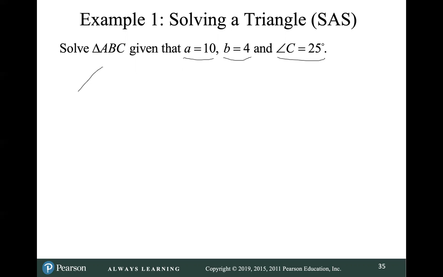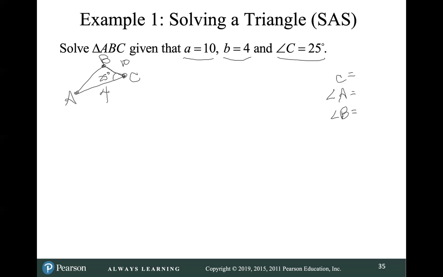So I'm going to go ahead and draw a generic triangle here. A, B, C. This is not going to be to scale. This is just going to give us some diagram that we can label. Side A is 10, side B is 4, angle C is 25 degrees. What we need to do is find side C. So we'll have C equals, and then we need to find angle A and angle B in order to finish solving this triangle. And then we'll have all six variables labeled. So it doesn't really matter which one we start with.